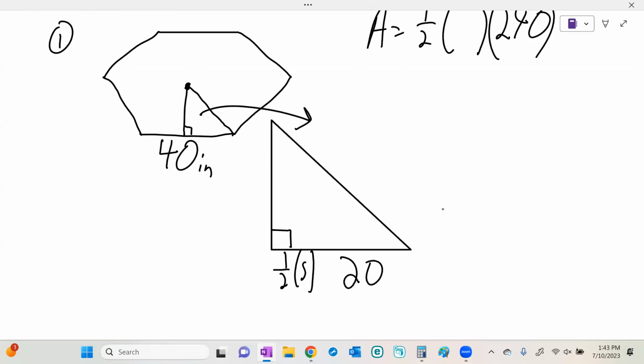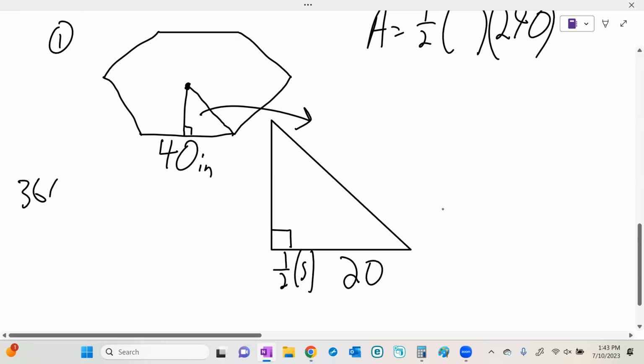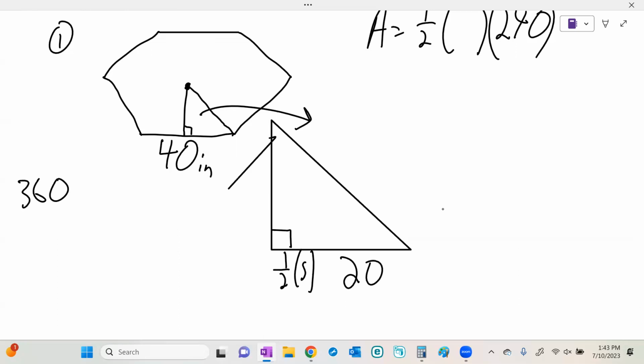Well, this is what people do to figure this out. Do you guys know how many degrees are there in a circle to go all the way around? We got 360. Okay? And so we're going to find this angle. And I'll come up with a formula to help us find that angle.